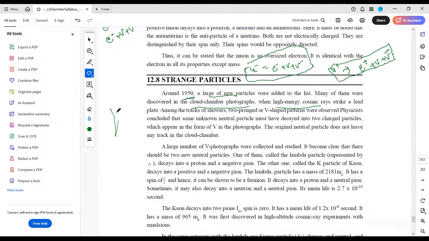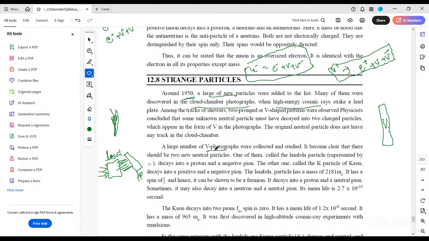Take a lead plate. High energy cosmic rays fall on this lead plate. Whatever the output is, we collect it on a photographic plate. The result obtained on the photographic plate is observed. If observed very clearly, a V shape is observed in that photographic plate.